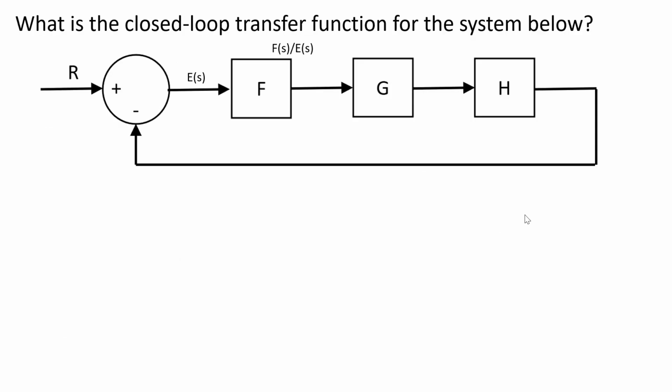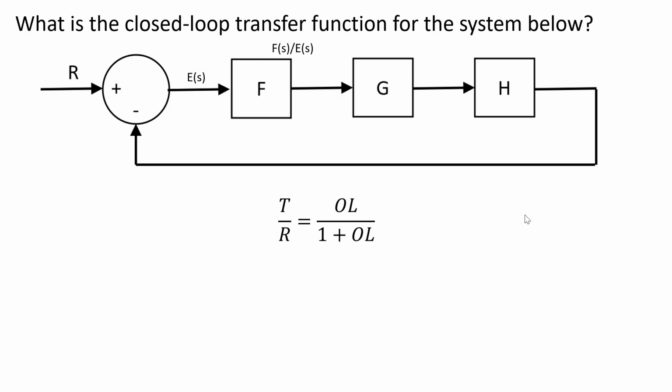Okay, and what's the closed loop transfer function for the system below? So in this case, I have 3 transfer functions that are connected in series with the classic closed loop, where I've got R as the reference, or the set point, and error is the difference between the set point and the actual operating point. We're trying to make this 0. So what is the closed loop transfer function? Well, this is just a rule of thumb.